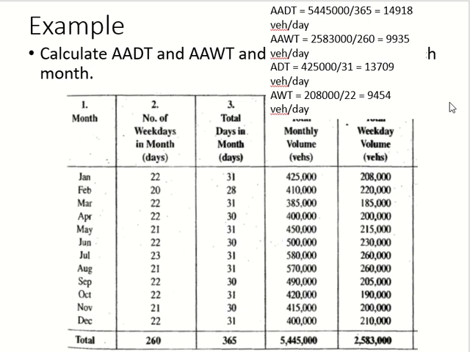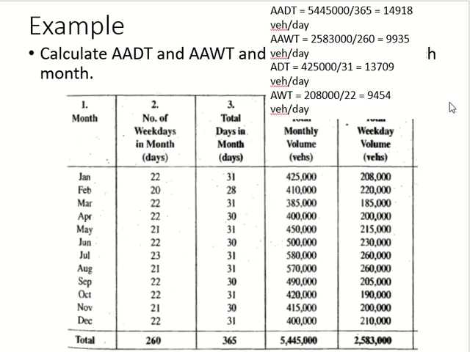Okay? But if you do it for another highway, for example a commuter road, you will see the reverse, right? When you take out the weekends, because the weekday traffic is higher, the average will go up. Okay? So it also depends upon the type of highway.